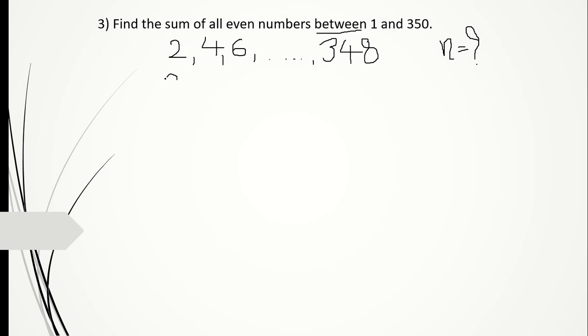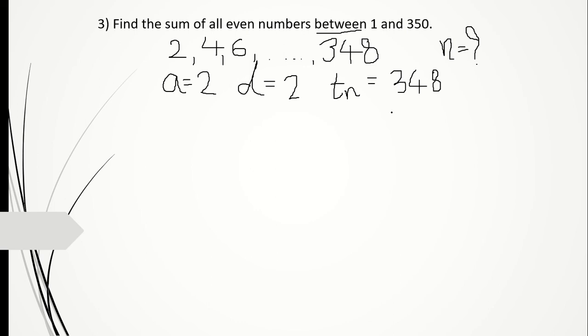So for that, what all we know, just write that down. We know a, the first term, is 2. We know difference is also 2. And we know the last term, right? The nth term we know, that is the last term, 348. But how many terms we are going to add, n, that we don't know.